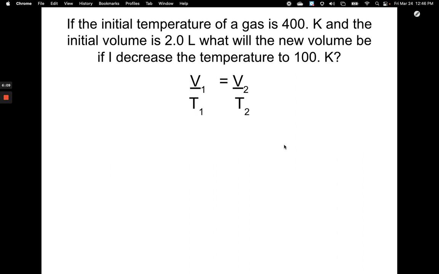Okay, here's the practice problem for this one. Again, you may want to pause the video and try it out before you look at the key.